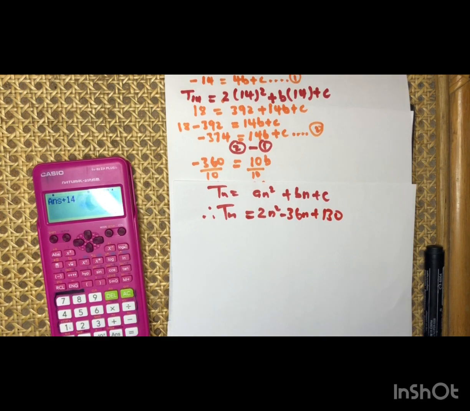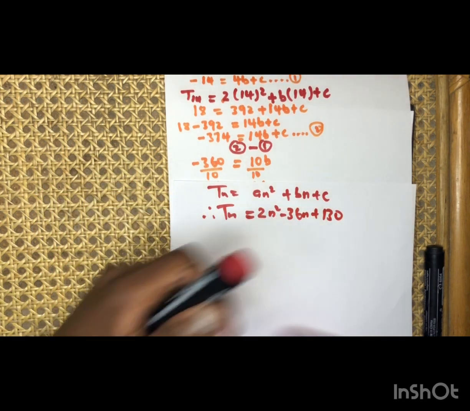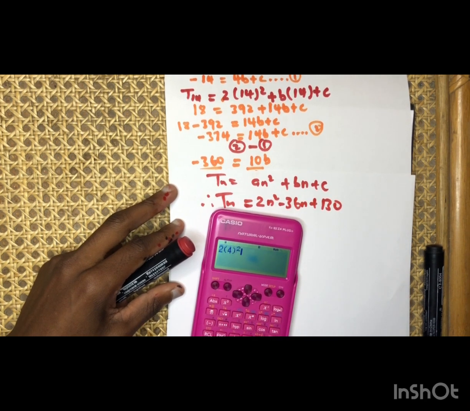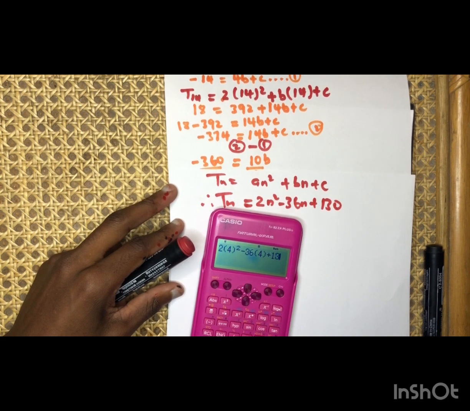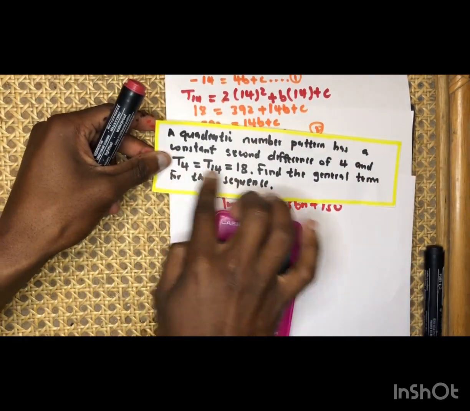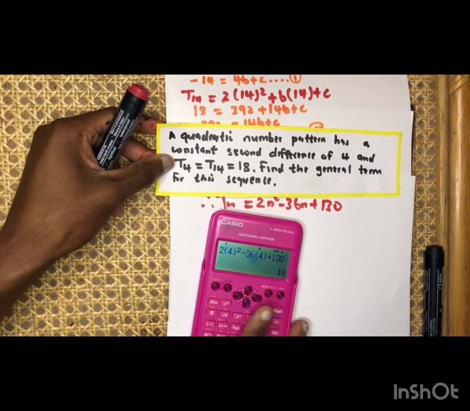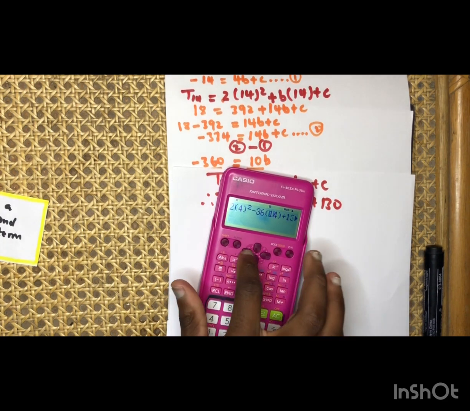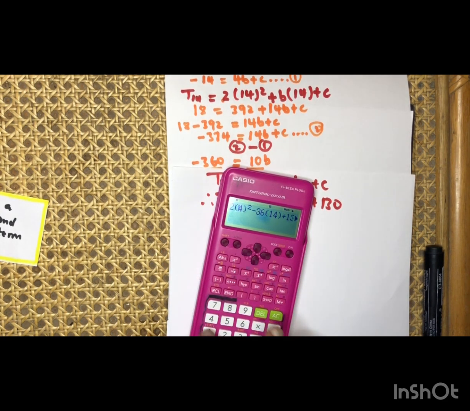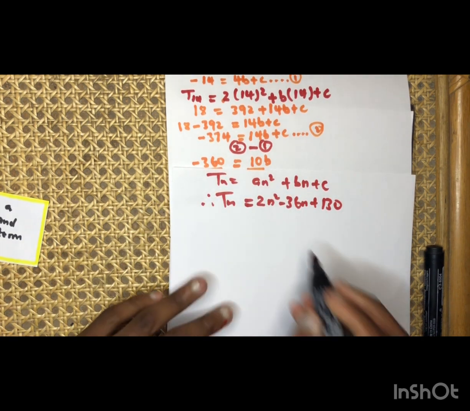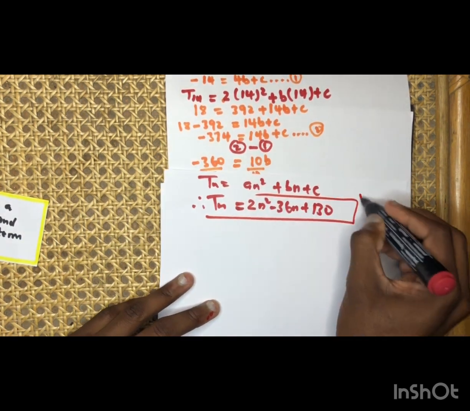So guys, you can verify your answer by substituting T4 and T14. It's supposed to be equal. If I say 2 into 4 squared minus 36 into 4 plus 130, then we get 18. Then I'm happy, because in this question we're told that T4 is equal to 18. Now let's try to find T14. So if we put 14 here, we get 18. So this general formula is correct.